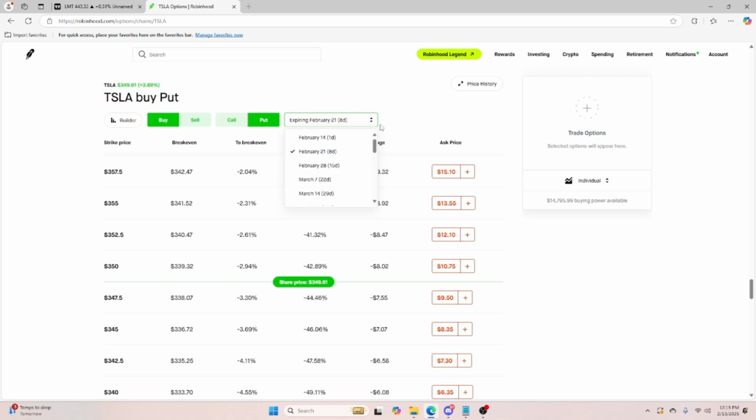And then obviously your expiration, it's the same thing. The longer out, the more expensive it is.